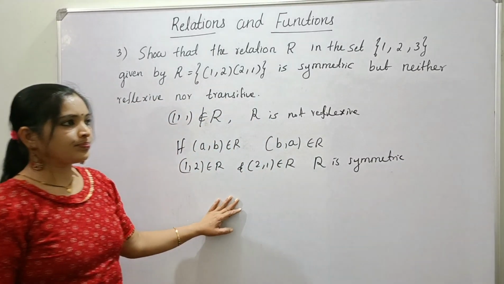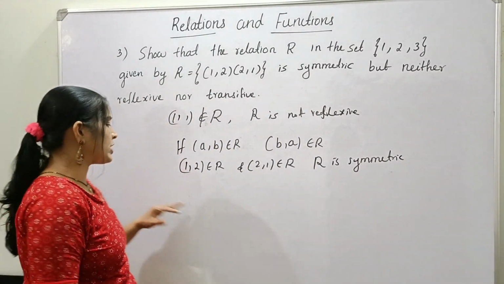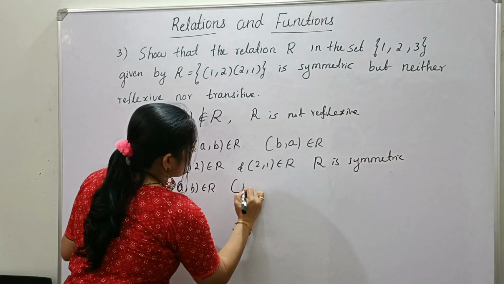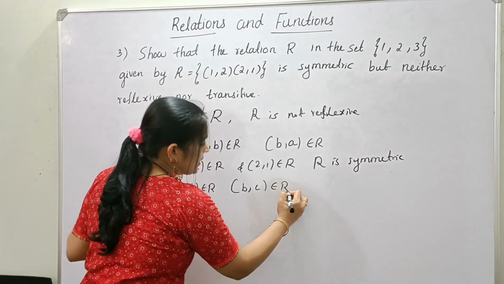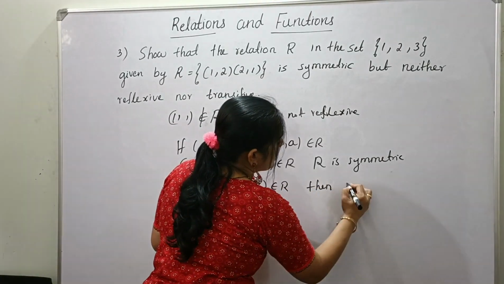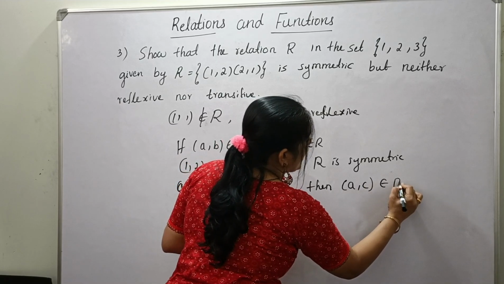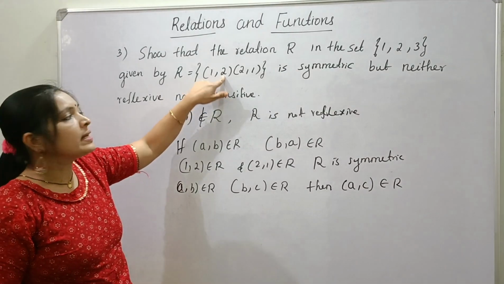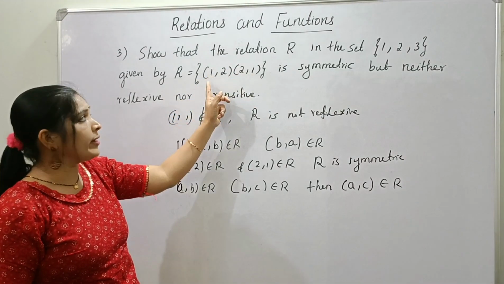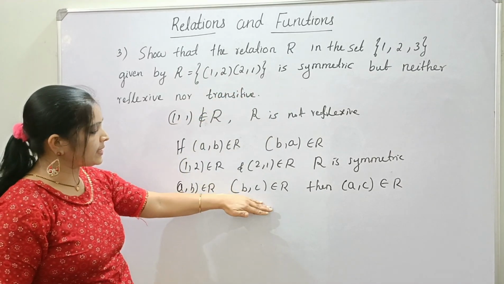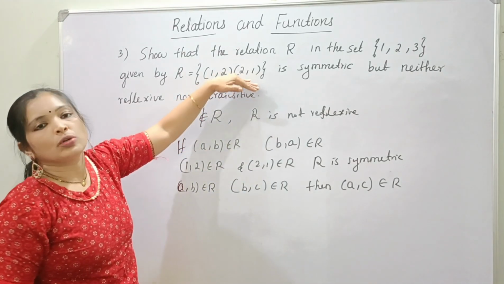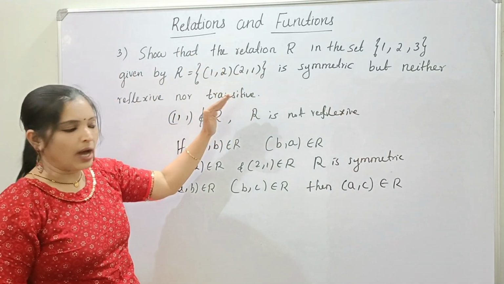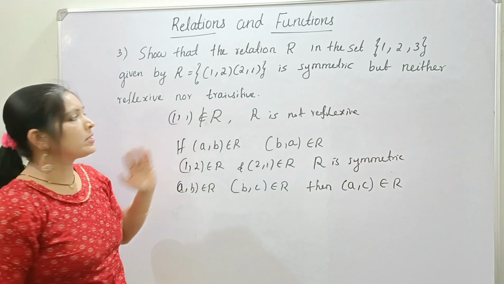What about the transitive? See, what is the transitive definition? If (a,b) belongs to R and (b,c) belongs to R, then (a,c) belongs to R. So here let us take (1,2) belongs to R and (2,1) belongs to R, that is (a,b), (b,c). But (1,1) does not belong to R. Therefore, R is not transitive.